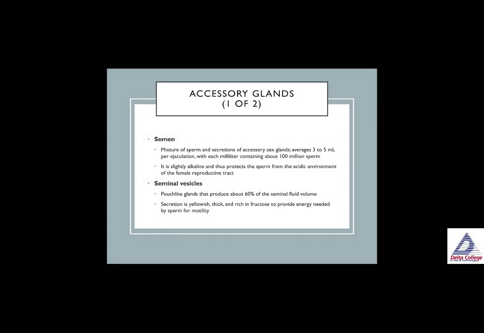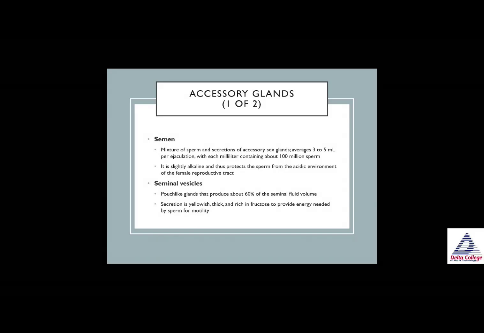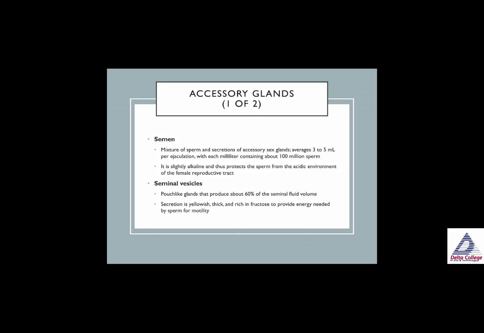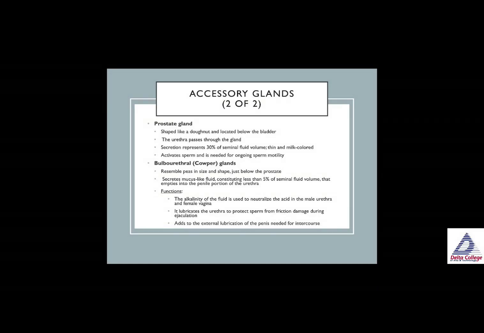Seminal vesicles are pouch-like glands that produce about 60% of the seminal fluid volume. The secretion is yellowish, thick, and rich in fructose to provide energy needed by sperm for motility or movement. The prostate gland is shaped like a donut and located below the bladder. The urethra passes through this gland. Its secretion represents 30% of seminal fluid volume. It's thin and milk-colored. It activates sperm and is needed for ongoing sperm motility.